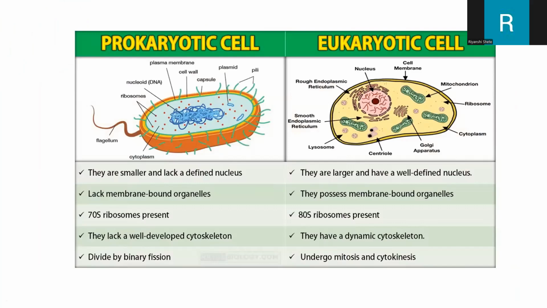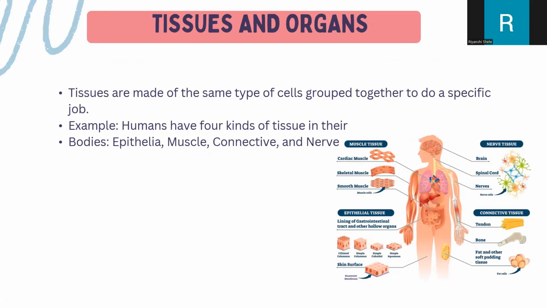Here is the difference between the prokaryotic cell and the eukaryotic cell with their diagrams. You can see here the membrane-bound nucleus is absent in the prokaryotic cell but present in the eukaryotic cell. So these are the 4 to 5 points which will help you to differentiate between the prokaryotic cell and the eukaryotic cell. Now our next topic is tissues and organs.